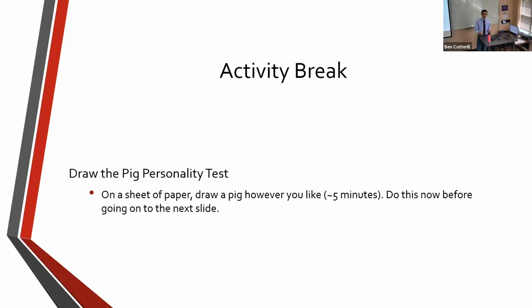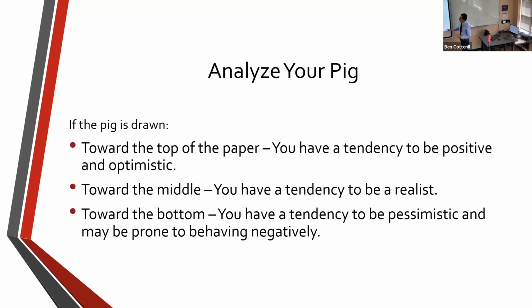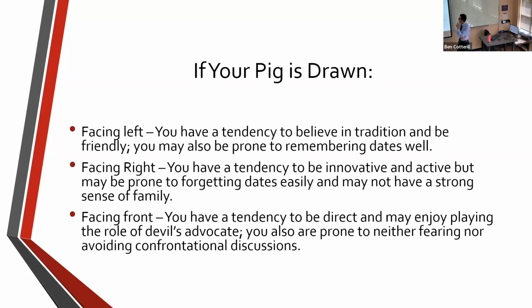And so, according to the person who came up with this test, these are some of the things that it could reveal. If it's at the top of the paper, you're typically more positive and optimistic. You're more realist if you've drawn your pig in about the middle of the paper. You're more pessimistic, prone to negativity if you've done it at the bottom of the page. If you've done your pig facing left, you typically believe in tradition and being friendly and you remember dates well. If you have it facing right, you're more active, prone to forgetting dates, innovative, with a strong sense of family.